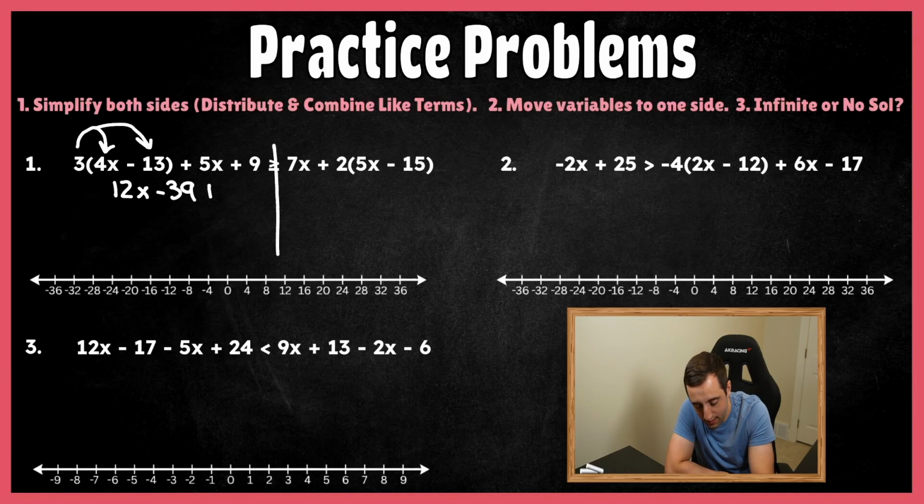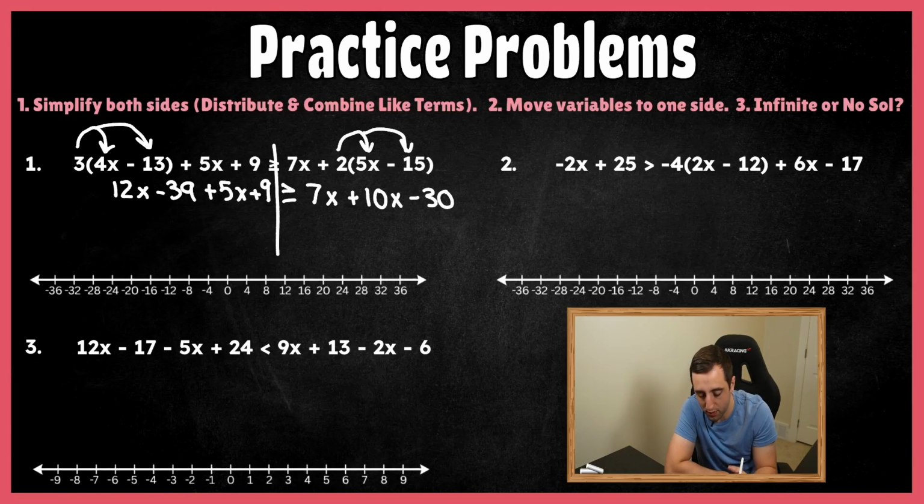And we're going to bring down that plus 5x and the plus 9 because we haven't even touched that, greater than or equal to. And then we also have distributive property on the right side as well. So the 7x is going to be brought down. This is going to be plus 10x minus 30. So distributive property's been knocked out entirely, and now we have to do combining like terms on both sides.